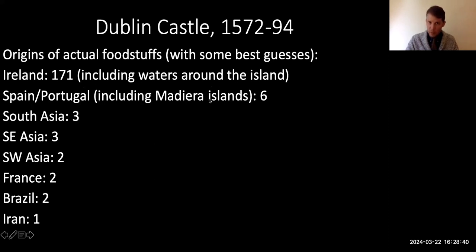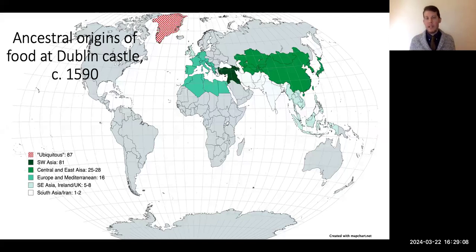Spain and Portugal were the biggest suppliers of imported goods, but there were only 6 instances of this. It was the wine, basically, and possibly the sugar, which may have come from the Madeira Islands. And then the rest, these are just a handful of things. And I think what we're seeing here is that these are just a handful of the luxury products, right? Now, if we map this out, we get something like this.